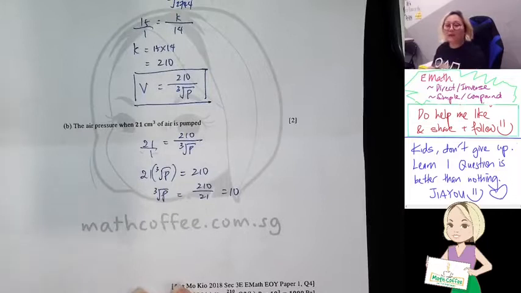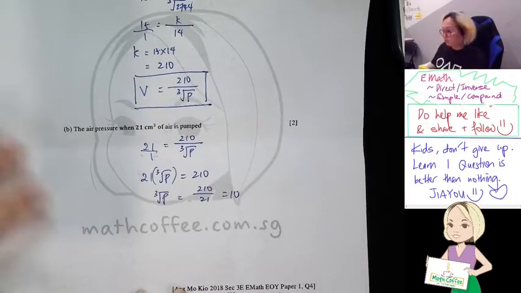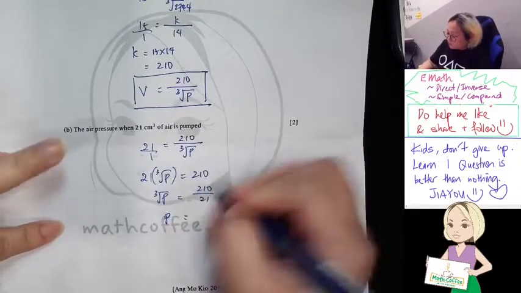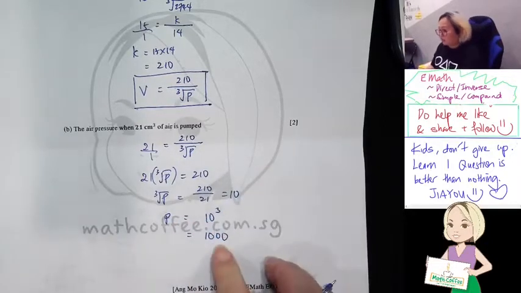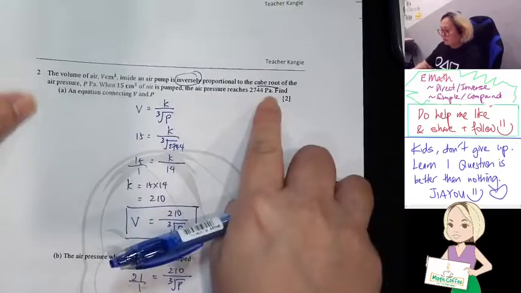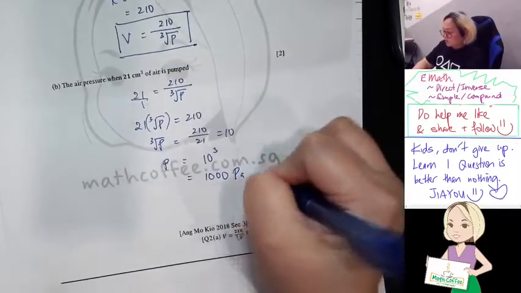So if I want to find P, I cube both sides. So P will be equals to 10 to the power 3, and it will be equals to 1000. And the unit for pressure is PA. So just put PA. Done.